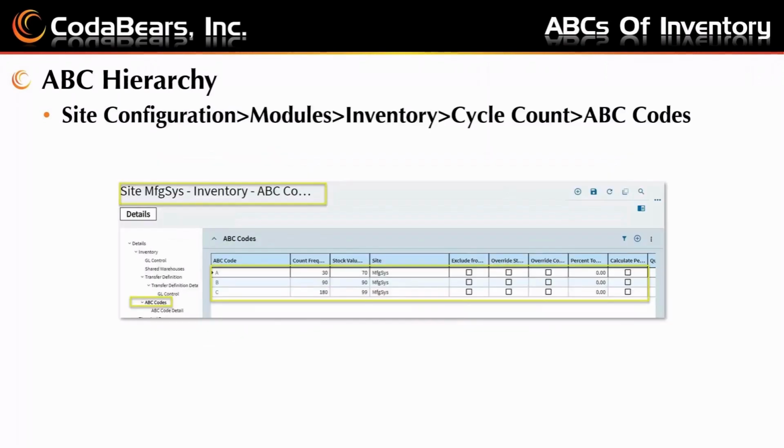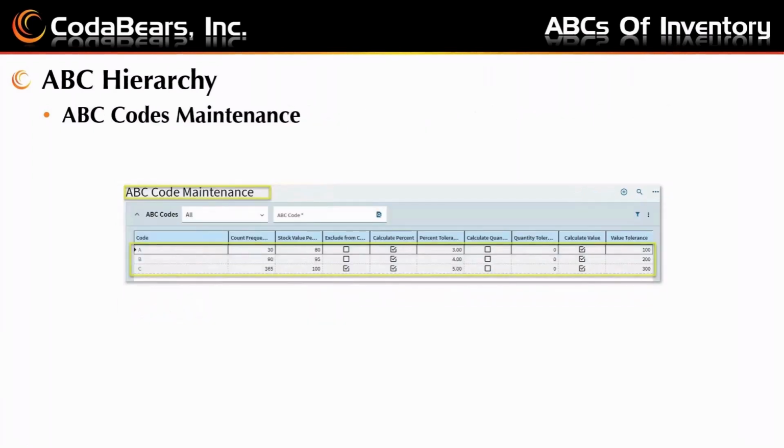Next, at the site level, you can open the site configuration and navigate to the inventory and then to ABC codes to see what was set up for a specific site. You can view the cycle count ABC code card and additional settings that are set up for the site. Here we can see A is set up for 30 days, B 90, and C 180 days for count frequency, and your A code was set up for 70% of the stock valuation, and B is 90%, which would be the additional 20% really, and then C is set up for 99%, which would be the additional 9%. In the ABC hierarchy, if codes are set up at the site level, these codes override the company level ABC code.